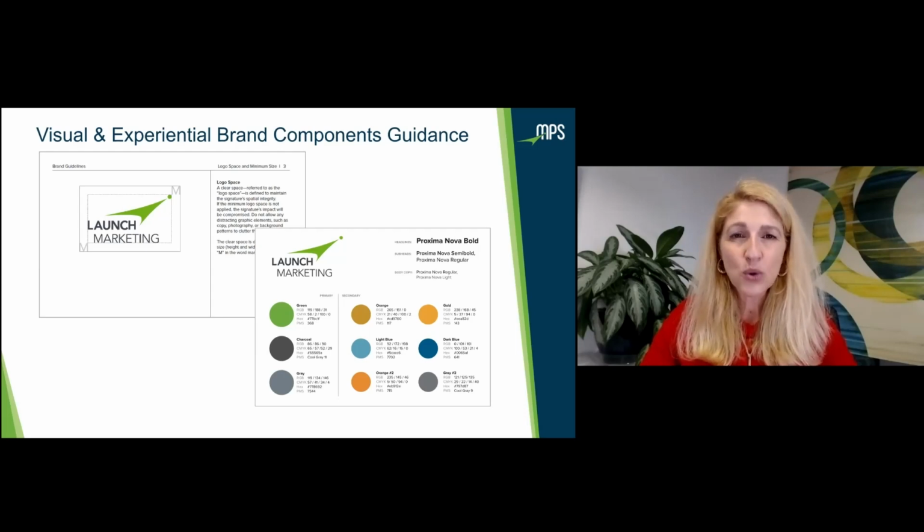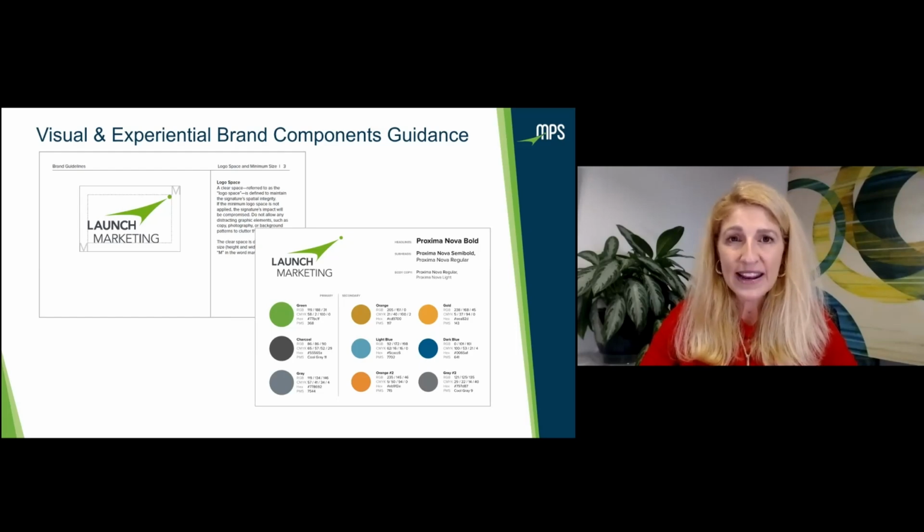And especially as organizations get larger, you'll find that they get much more detailed on the specifics because there are more people involved in maintaining that brand. And having that level of detail is just so valuable for consistency.